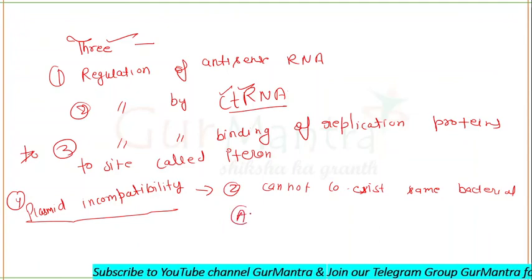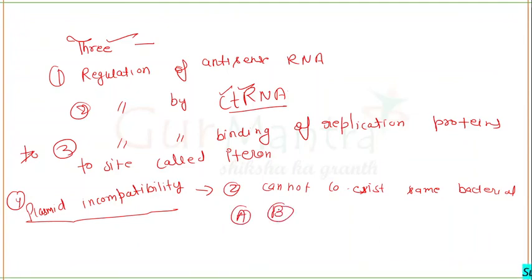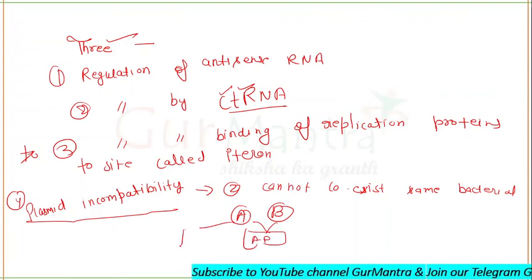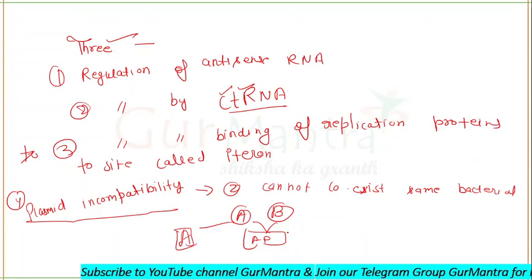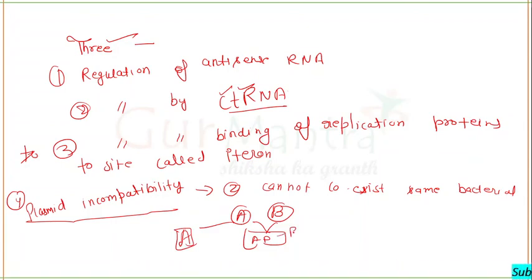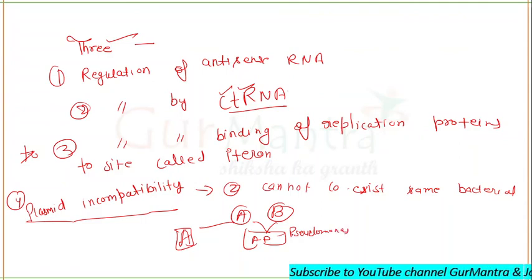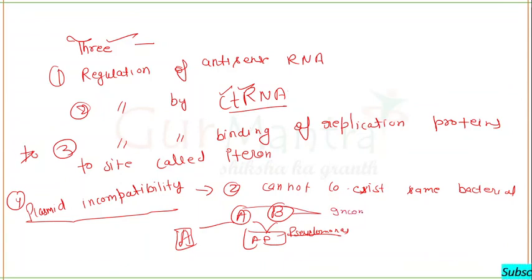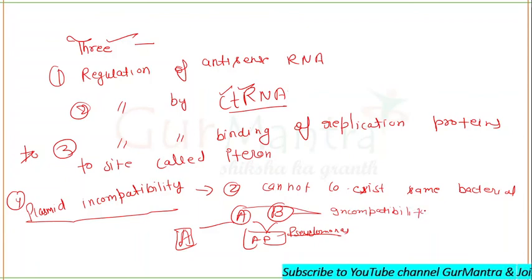If there is a plasmid A and a plasmid B, and we try to put them in the same cell, they won't stay in the same cell. They will be in different cells. Like in the same bacteria, Pseudomonas, they refuse to be maintained in the same cell. Then they fall into the same incompatibility group.